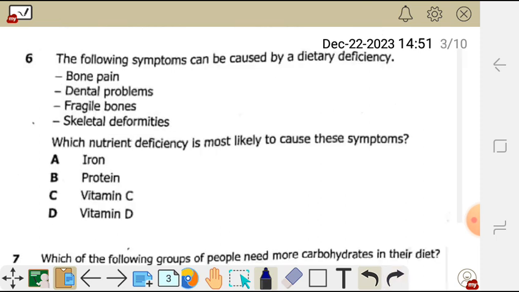Question 6 reads, the following symptoms can be caused by a dietary deficiency.